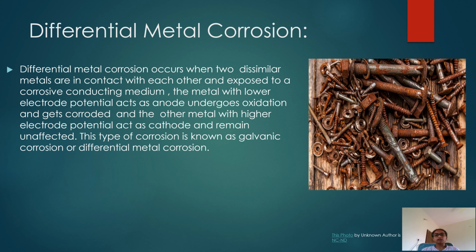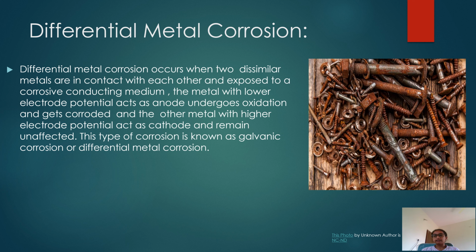Differential metal corrosion occurs when two dissimilar metals are in contact with each other and exposed to a corrosive conducting medium. The metal with lower electrode potential acts as anode and undergoes oxidation and gets corroded, and the other metal with higher electrode potential acts as cathode and remains unaffected. This type of corrosion is also known as galvanic corrosion or differential metal corrosion.